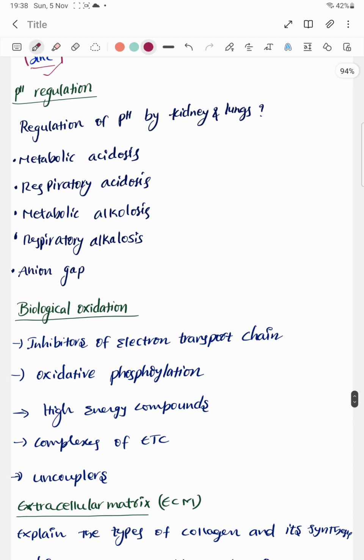pH regulation. From this chapter, regulation of pH by kidney or lungs, either one of these will be asked. Regulation of pH by kidney or by lungs, either. At least I think mostly kidney is important. Sometimes lungs also will be asked.